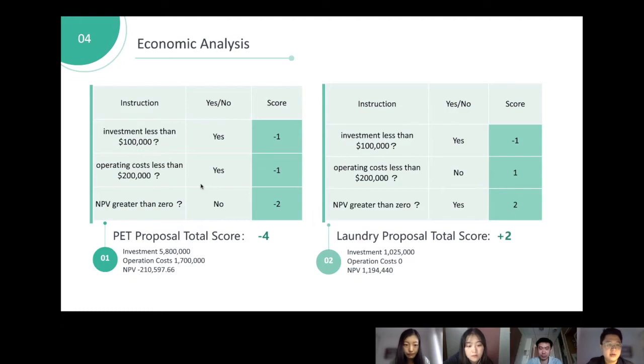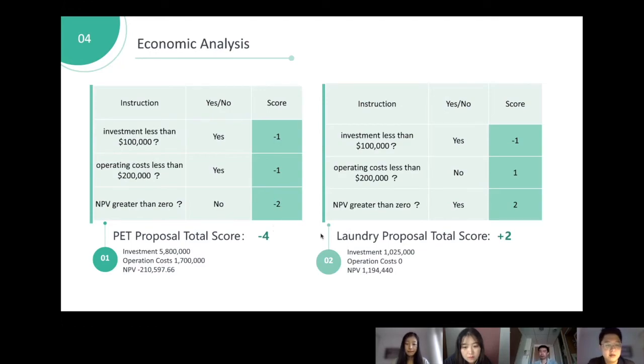And the second is about operating cost less than $200,000. We can find out that for the PET proposal, it is yes, we have an operating cost much higher than $200,000. So we give -1, but it's not the case for the laundry proposal. So we give +1. And about NPV, thanks to the calculation of our group member, we could find out the NPV of the first project is negative, and the NPV of the second project is positive. So we give -2 for the first one, +2 for the second one.